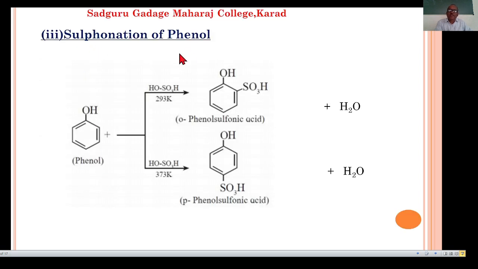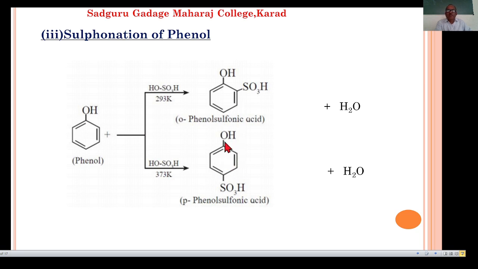Then the third reaction is sulfonation of phenol. Sulfonation means reaction with sulfuric acid. Again here two types of reaction, and the products depend on temperature condition. When phenol reacts with sulfuric acid at 293 Kelvin, then the product is orthophenol sulfonic acid. So the sulfonic group attaches to the ortho position. At higher temperature, 373 Kelvin, when phenol reacts with sulfuric acid, then the product is paraphenol sulfonic acid.